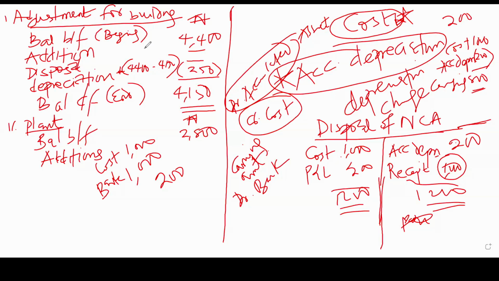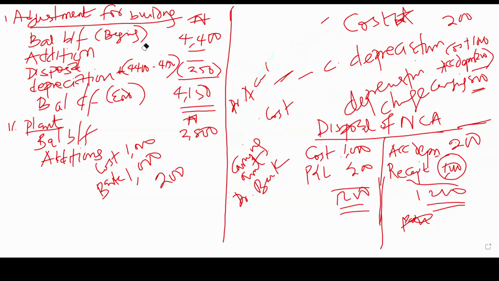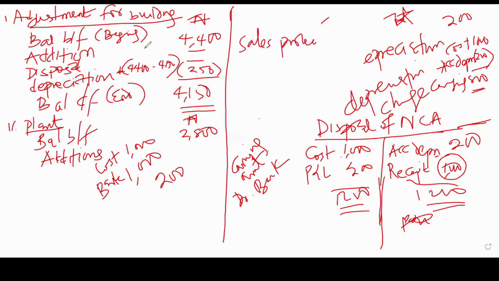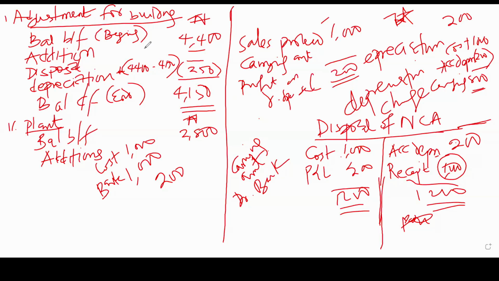I now said, let's do a walk back. How do you normally get profit on disposal? You will get profit on disposal by saying sale proceed, the proceed is 1,000 minus the carrying amount. They have told you the profit on disposal was 200. So if profit on disposal was 200, then carrying amount of the assets should have been 800.